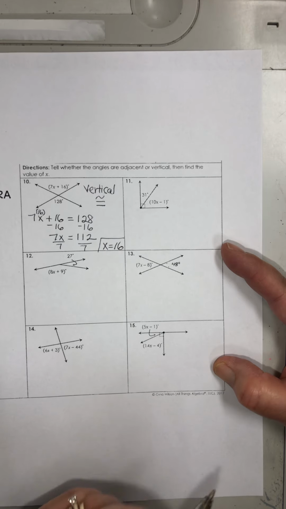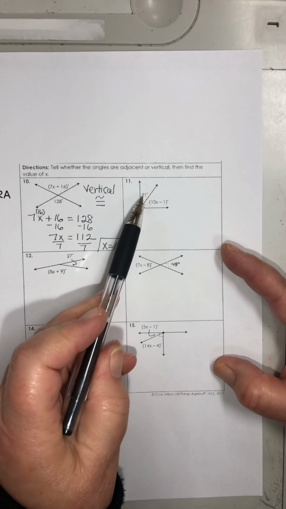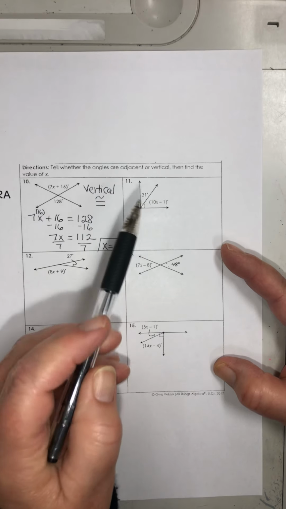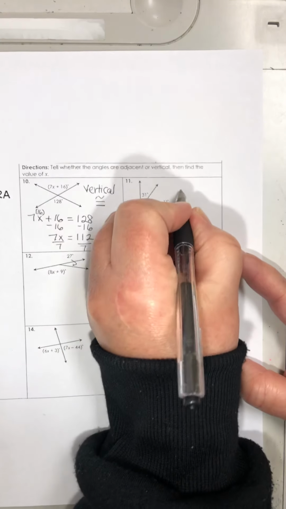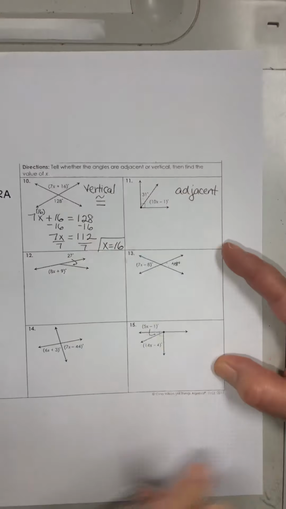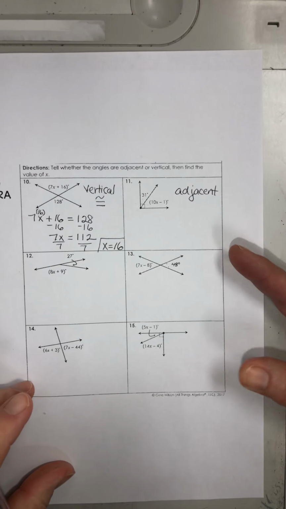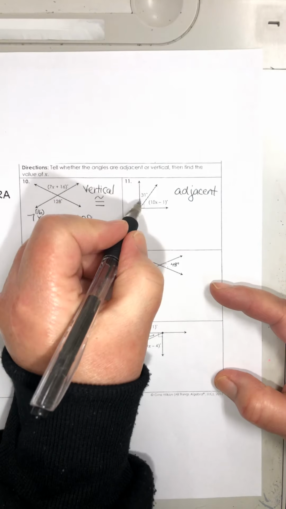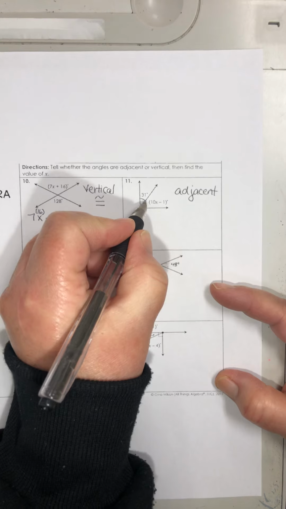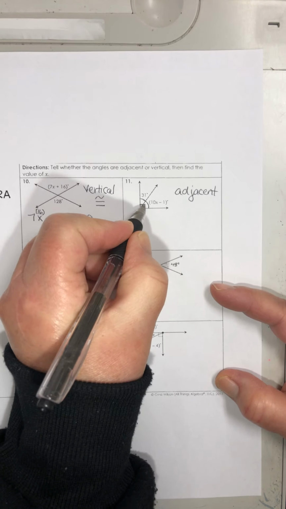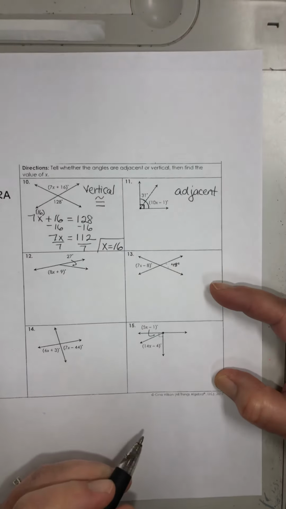Okay, moving over to number 11. Again, we're going to look at the relationship between the two angles. These two angles are sitting side by side. They're sharing a side right here, and so they are adjacent. Remember, adjacent means they're sitting side by side. It doesn't really tell us anything about their sizes, but when we look at the picture, if we put this angle together with this angle, they would create this large angle, which right here tells us is 90 degrees.